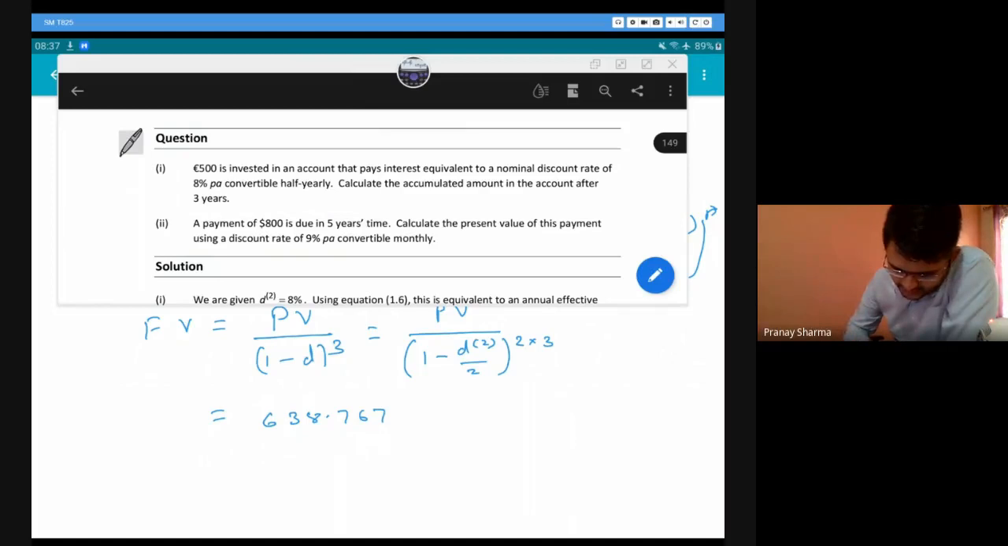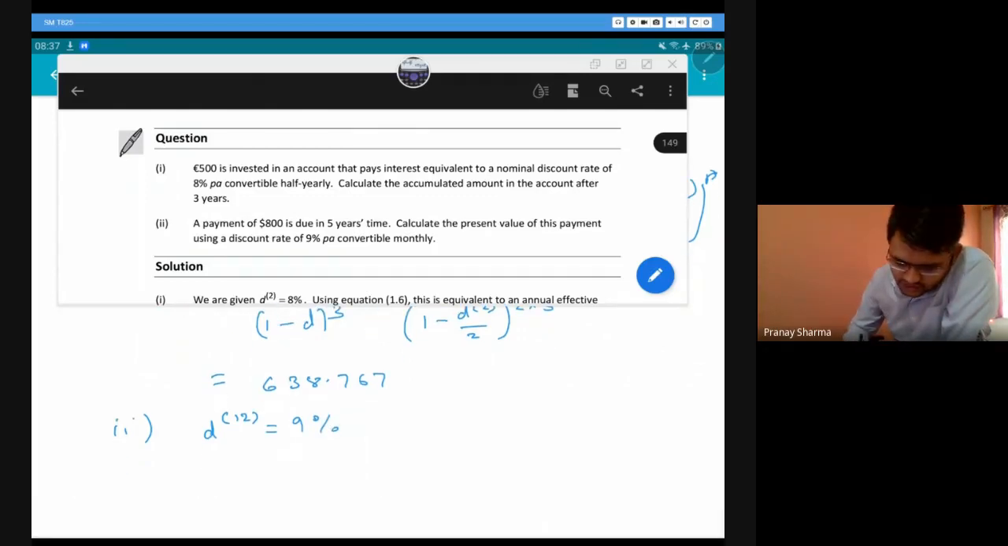Now what about the second part? Second part says the payment of rupees 100 is due in 5 years time. Calculate the present value of this payment using a discount rate of 9% per annum convertible monthly. So discount rate d, 9% per annum convertible monthly. So again this is nominal rate payable monthly, 9%. So payment of 800 is due in 5 years time. So our future value is equal to 800. n becomes 5 years.